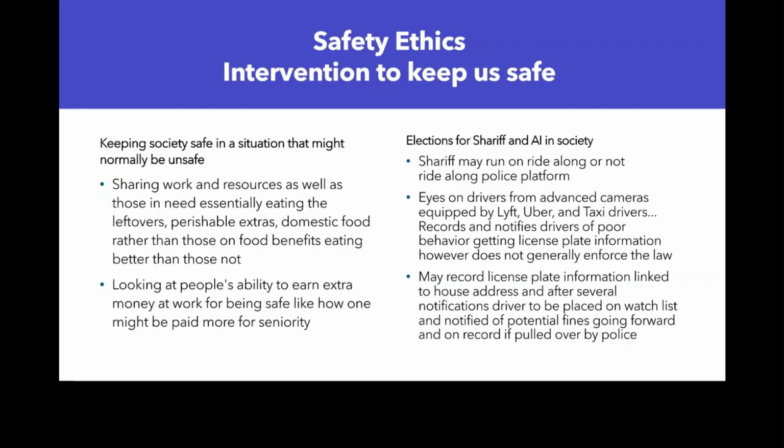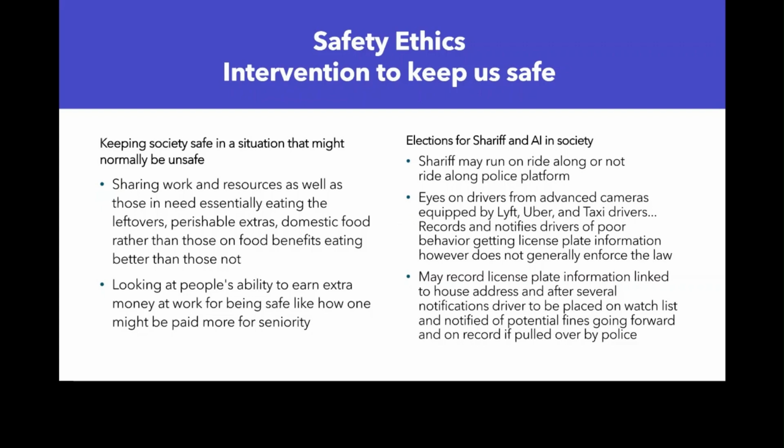From advanced equipment, Lyft, Uber, and taxi drivers record and notify drivers of poor behavior, getting license plate information, however, not generally enforcing the law. So they're sending warnings, and then if a police officer pulls them over later, or if they get like 10, 15 warnings, then they might get a fee, but they'll have the warnings. It's a warning system. It's more eyes on the road, letting the taxi drivers notify drivers of poor behavior.